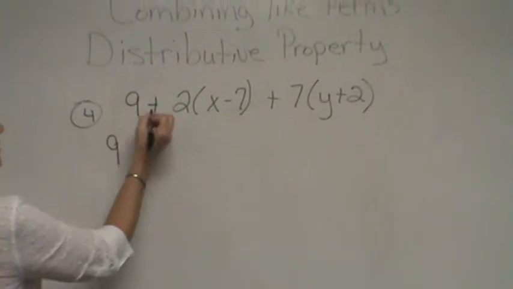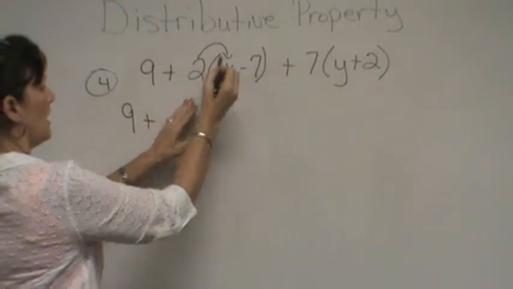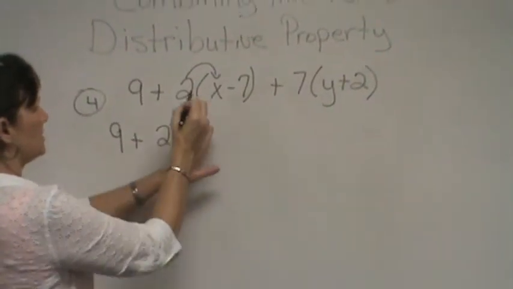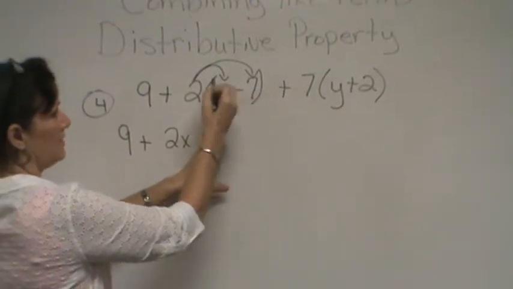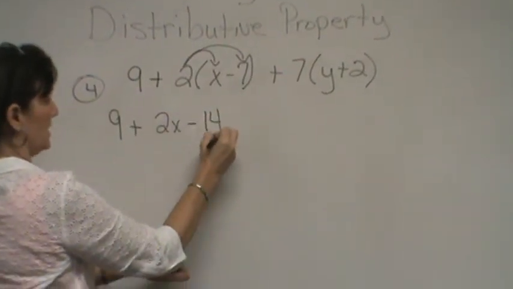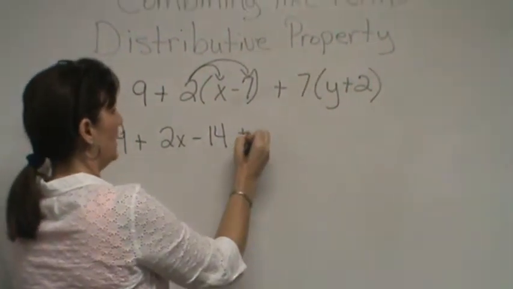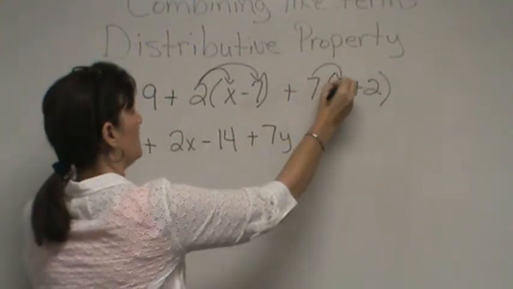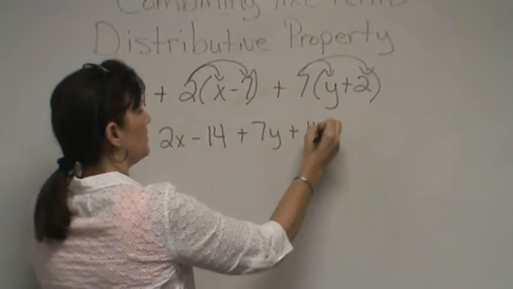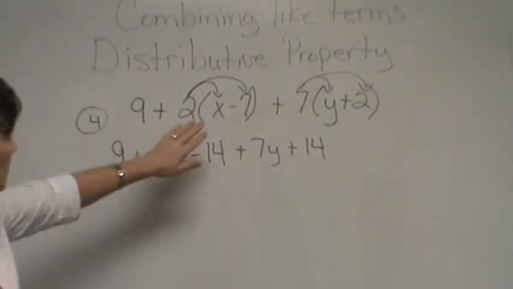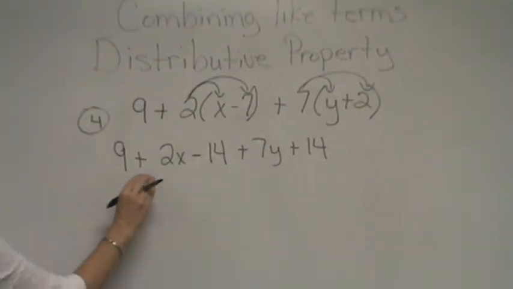So I have 9 plus, now I'm going to distribute. 2 times x is 2x. 2 times minus 7, that means it's going to be a minus 14. Okay, now I'm going to multiply 7 times y, gives me 7y. 7 times 2 gives me 14. So I've gone through and I've distributed. I now have all of my terms.